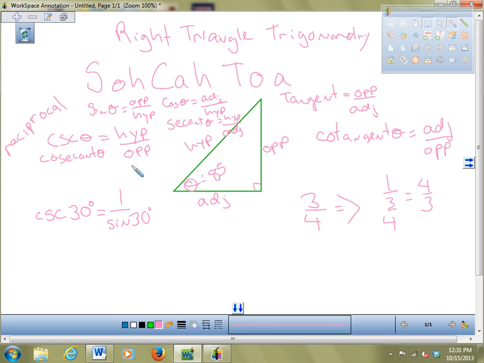For instance, we haven't talked about the cofunctions yet, which I'll talk about. These are called the reciprocal functions, cosecant, secant. But they're also cofunctions. So sine and cosine are cofunctions. Tangent and cotangent are reciprocals and cofunctions. And I'll talk in a minute about what the relationship is with the cofunction.